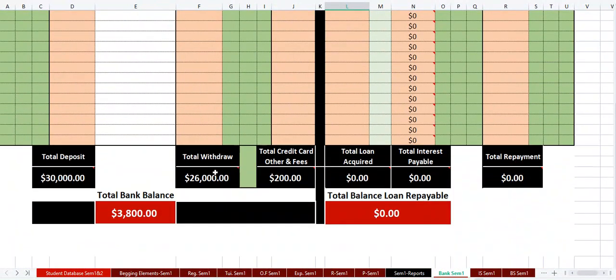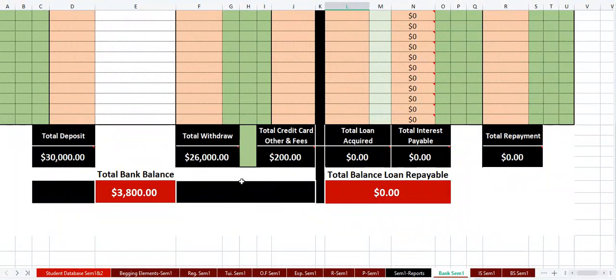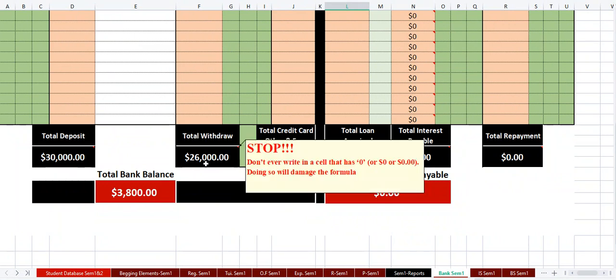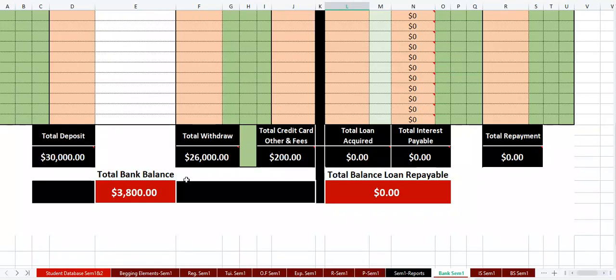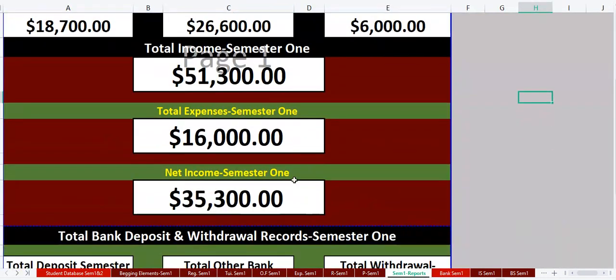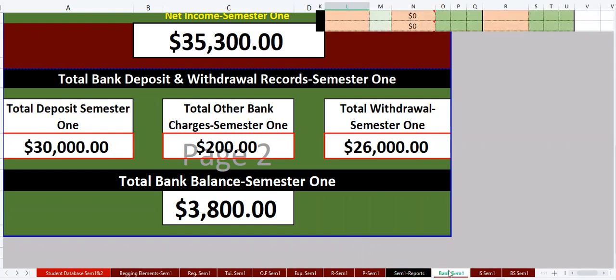Now if you look here, you see total deposits 30,000, and total withdrawal 26,000. Now you got the bank charges 200. So the bank balance here is 3,800. Now if you go back to the report, you will see this reflected right here. See your 30,000? That was deposited. This is bank charge 200. Then the withdrawal amount 26,000. Total is 3,800, as you can see on the banking record right here.